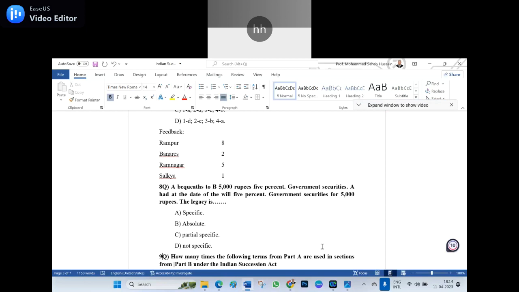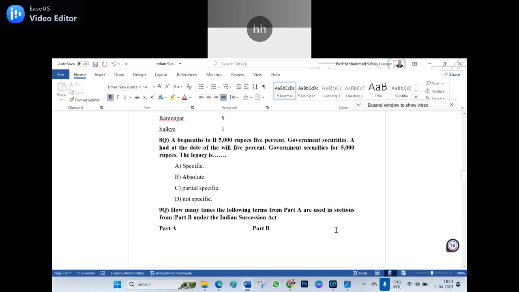Shoot, among the four. Specific, sir. Wrong. The right answer is not absolute. D is the right answer. D for Delhi. Not specific is the right answer for the eighth question.